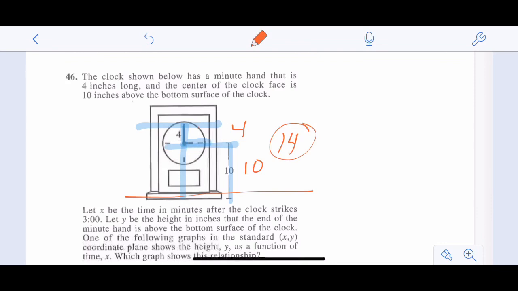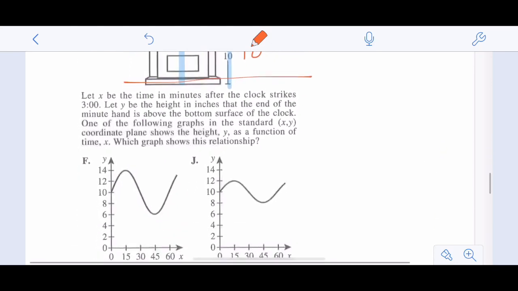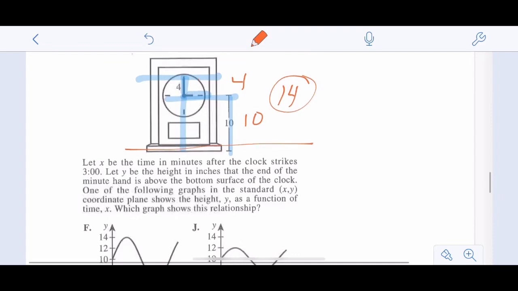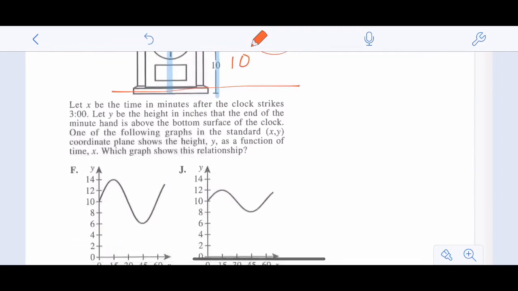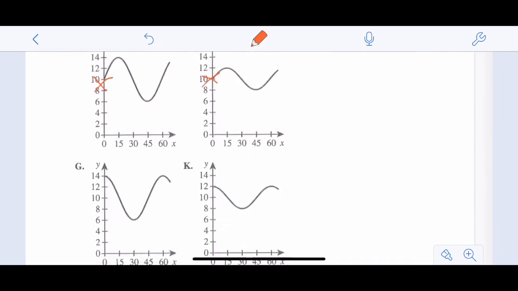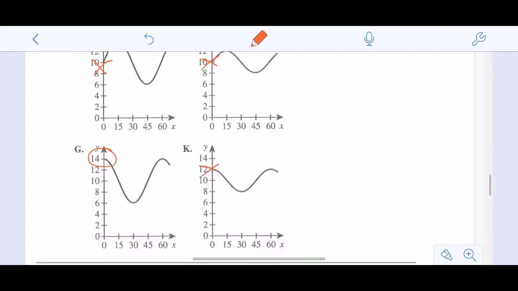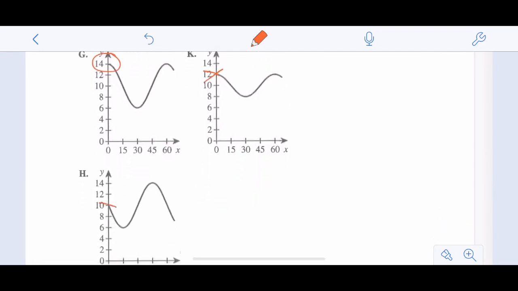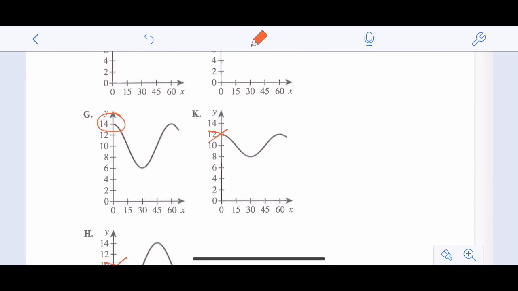One of the following graphs in the standard coordinate plane shows the height as a function of time. Okay, so go down to the graphs. So we're starting at 14 inches above. So this one can't be it because that's 10. That's 10. This is 14. K is 12. And H is 10. So the only one that actually works when I look at the graph is G.